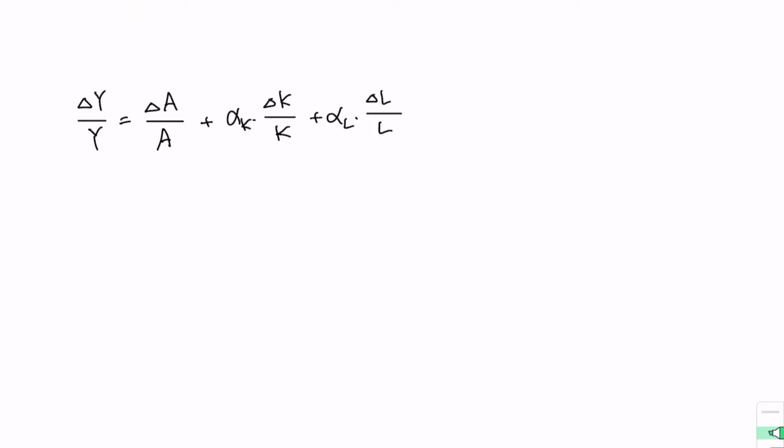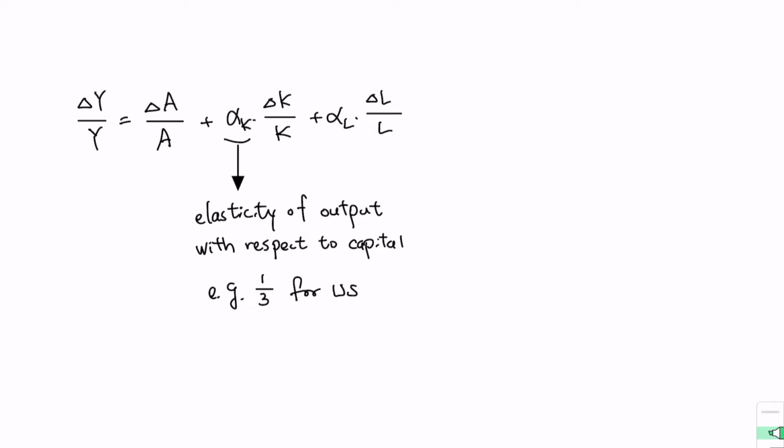To begin with, we define the formula as follows. We say that the change in the output equals the change in the production efficiency plus a parameter alpha K multiplied by the growth in the capital, and then the parameter alpha L multiplied by the growth of the labor. Here, we assume that capital and labor are the only inputs for the production process. And alpha K is the elasticity of the output with respect to capital. In the US, this number equals 1/3. Under the Cobb-Douglas production function, it is equivalent to the capital share.